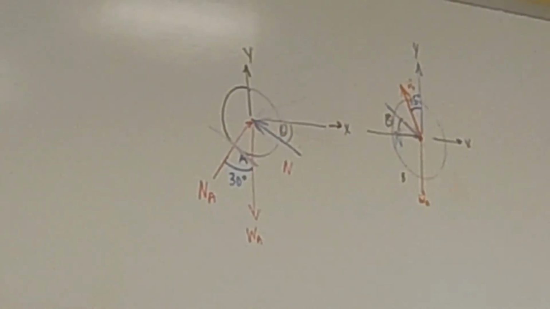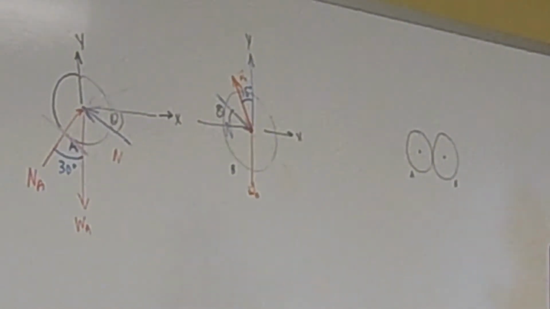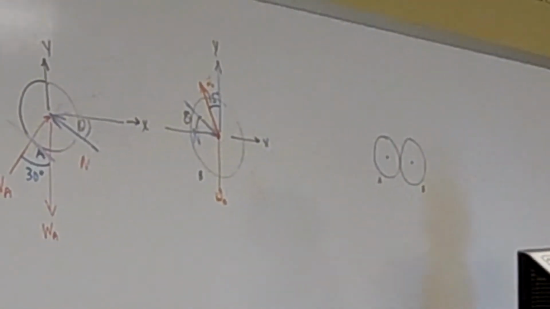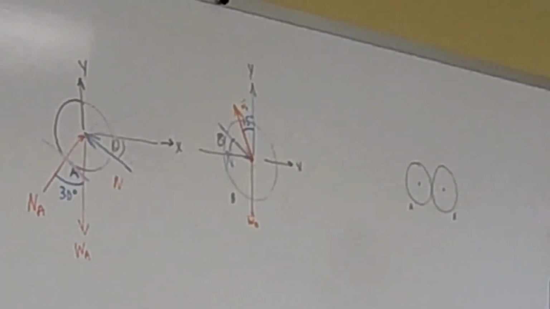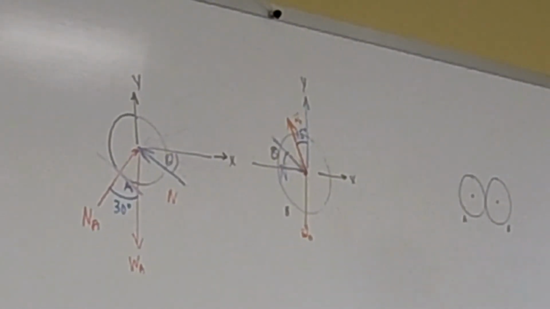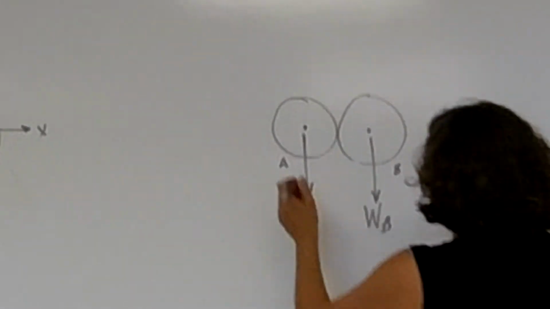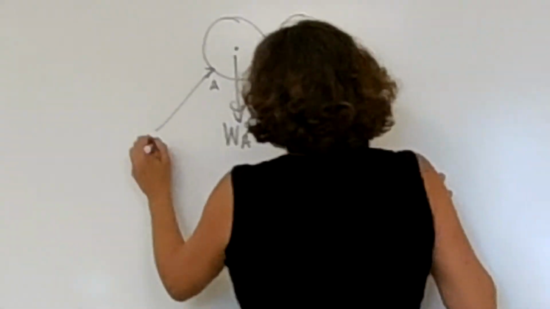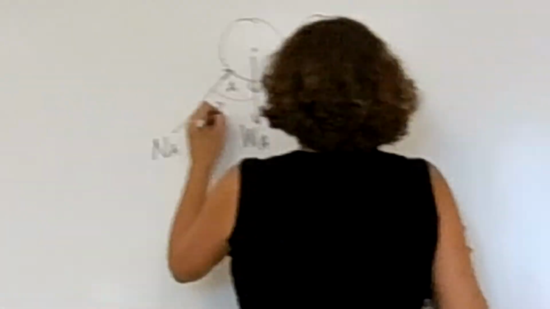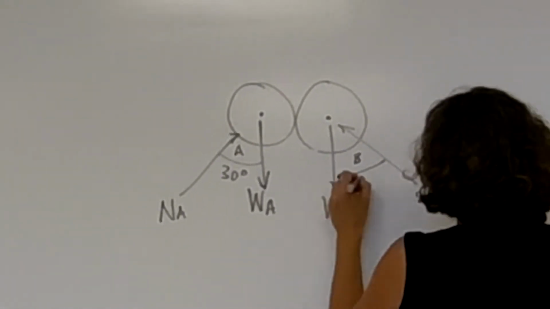Okay, so now let's draw a free body diagram of A and B together. Chris, what forces should I have in the combined AB free body diagram? The weights. So I'm going to put both weights in. Elliot, what else should I have? I'm going to have the normal A, and we know the angle is 30 degrees. And I'm going to have the normal B. And what's the angle here, Elliot? 15 degrees.